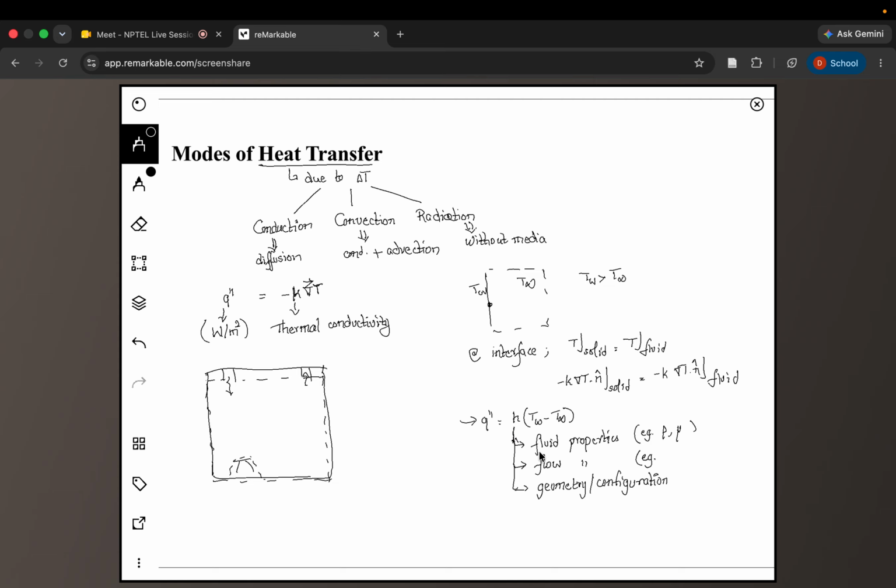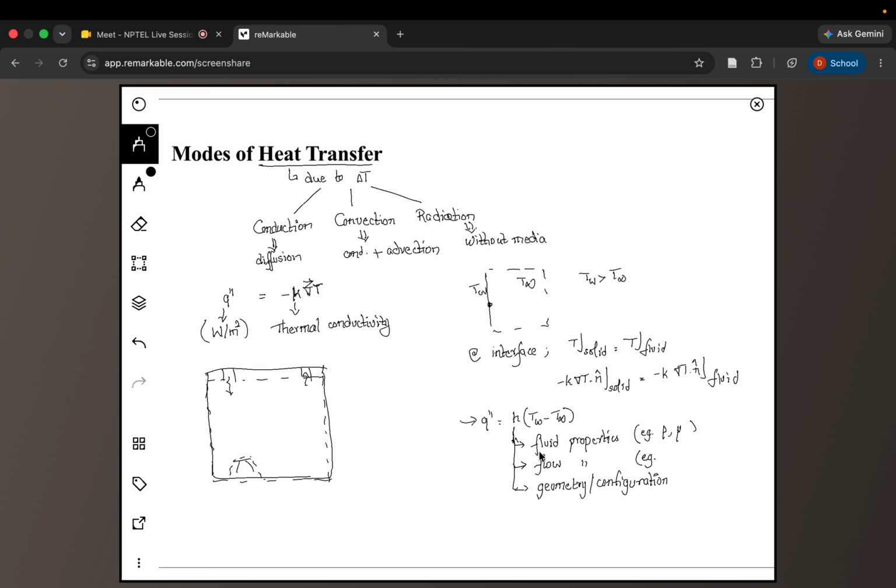The basic idea here is that we have three modes of heat transfer, of which in this course we will only discuss conduction and convection, and convection is the dominant one. Conduction will only be used a couple of times just to derive the energy equation, and wherever we have interfaces, just near the interface, conduction is the dominant mode of heat transfer rather than convection. That is the only place where conduction is required.